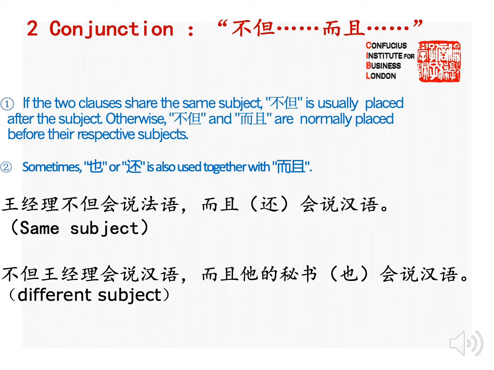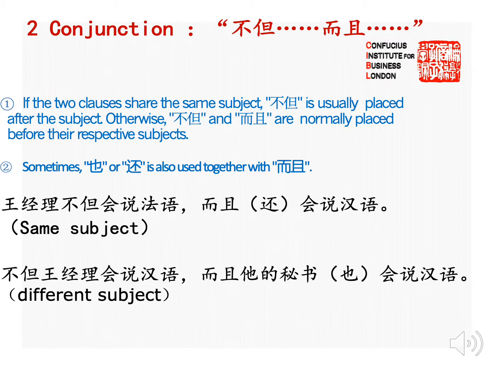Now, we're talking about the conjunction 不但而且. If the two clauses share the same subject, 不但 is usually placed after the subject. Otherwise, 不但 and 而且 are normally placed before their respective subjects. And sometimes 也 or 还 is also used together with 而且. So for example, 王经理不但会说法语，而且还会说汉语. So the same subject, 王经理, can do two things, not only speaks French but also Mandarin.